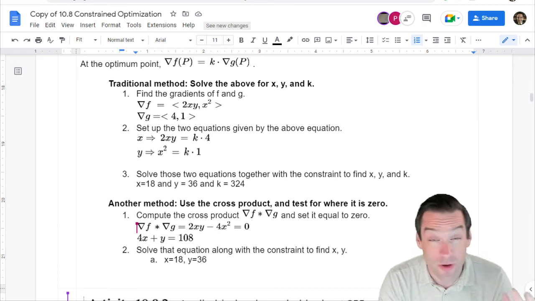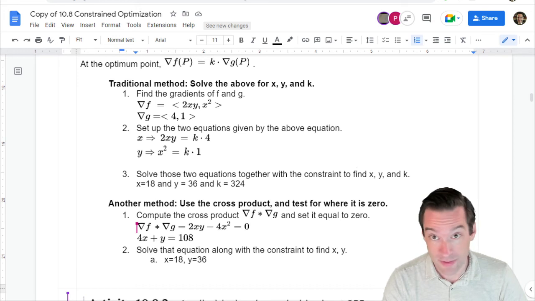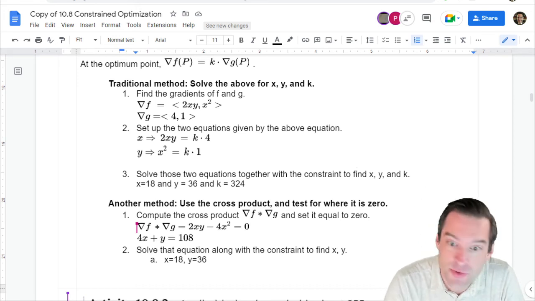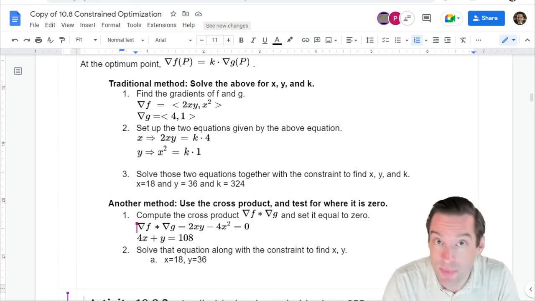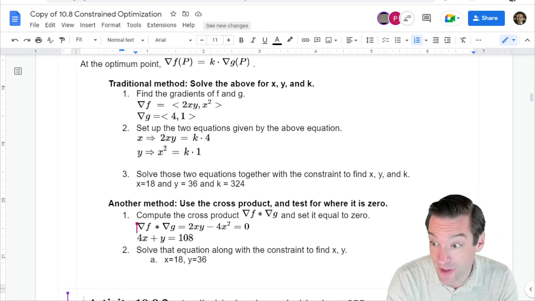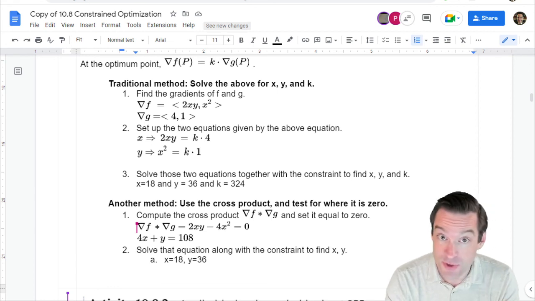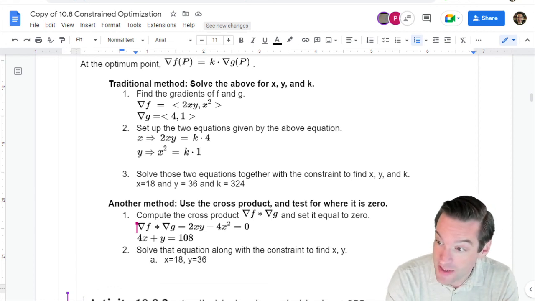So using the cross product can be a little bit quicker way to do it, potentially. Sometimes the algebra gets a little bit more challenging. It really does depend on the form of your objective function and the form of your constraint function. In this example, because the constraint ends up being just a linear function, 4x plus y, that makes it so that we can use the constraint equation to solve for one of the variables in terms of the other one, and then make a substitution into the equation that we get by setting the cross product equal to 0.